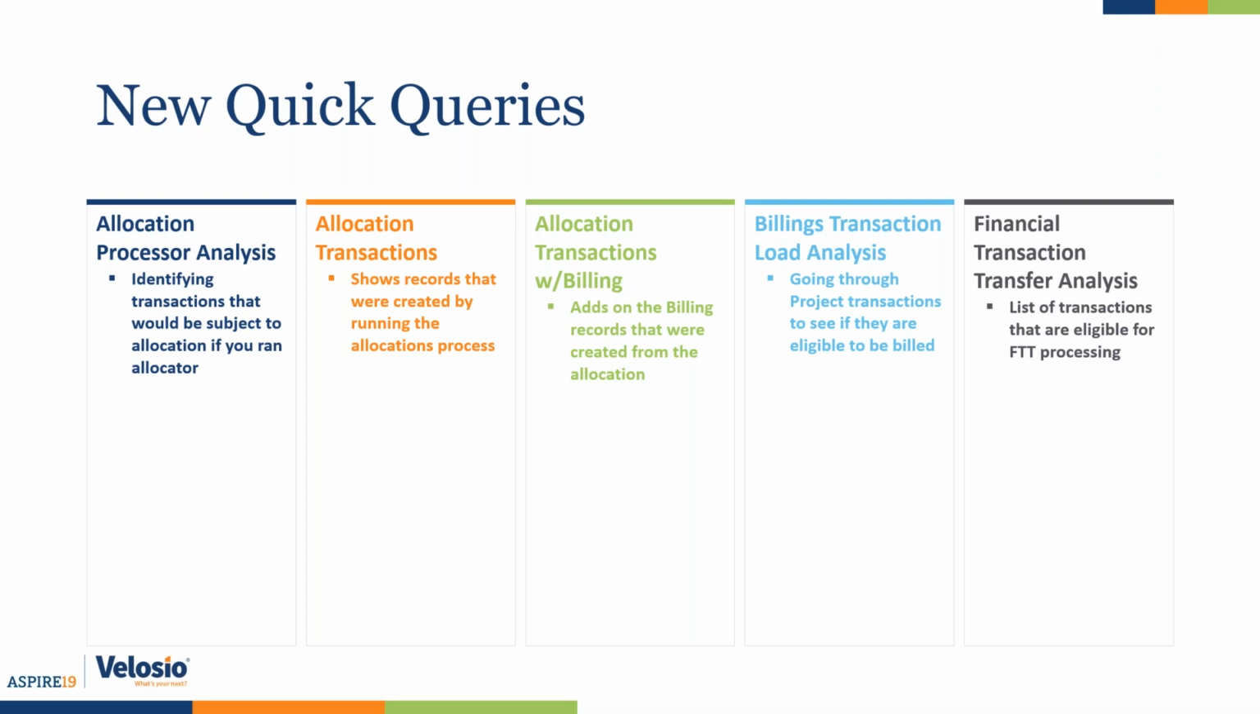The next is the billing transaction load analysis, to see what is eligible to be billed. And then lastly, let me know if I was going to run the financial and transaction transfer, what is eligible to be moved over. And in some cases, think about these things, it's going to show you things that might be stuck in there as well. So is there something that maybe your allocation did not capture correctly or is not set up correctly for that? These are wonderful queries. These can be base queries that you can get to.